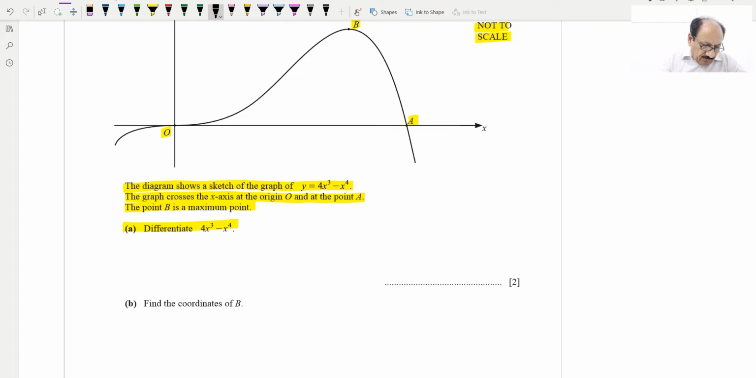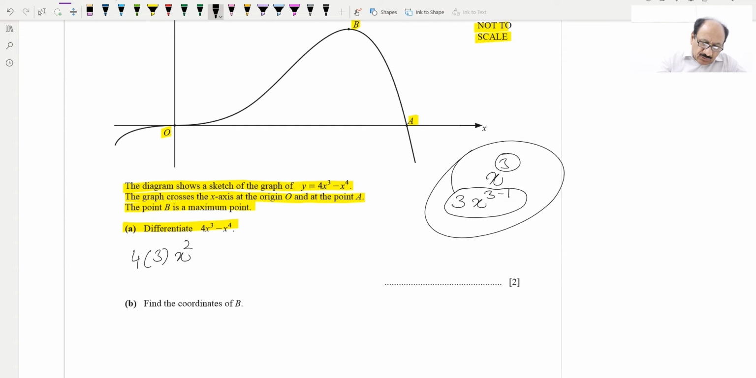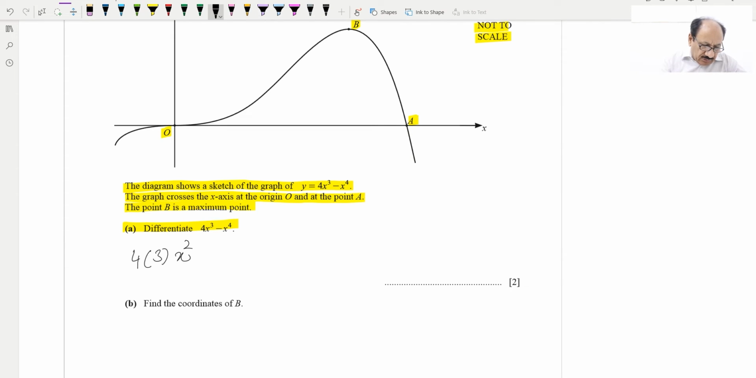So we know how we do differentiation: the constant 4 stays as it is, and the power, for example in x cubed, we pull the power down first, so 3, and then we reduce the power by 1, so this will be 3x to the power 2. So we can write 3 into x to the power 3 minus 1, which is 2. I have explained it over here. Hopefully you understood how we are differentiating.